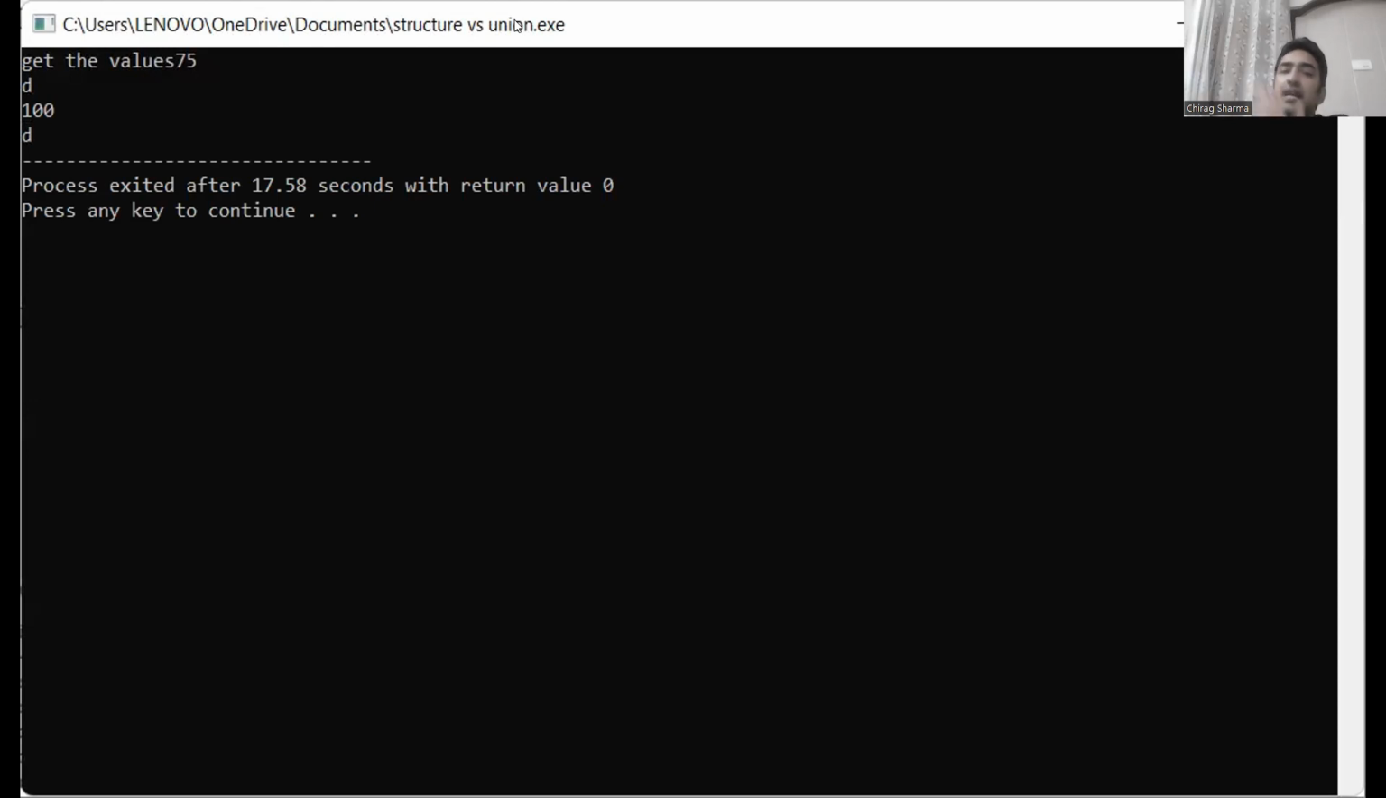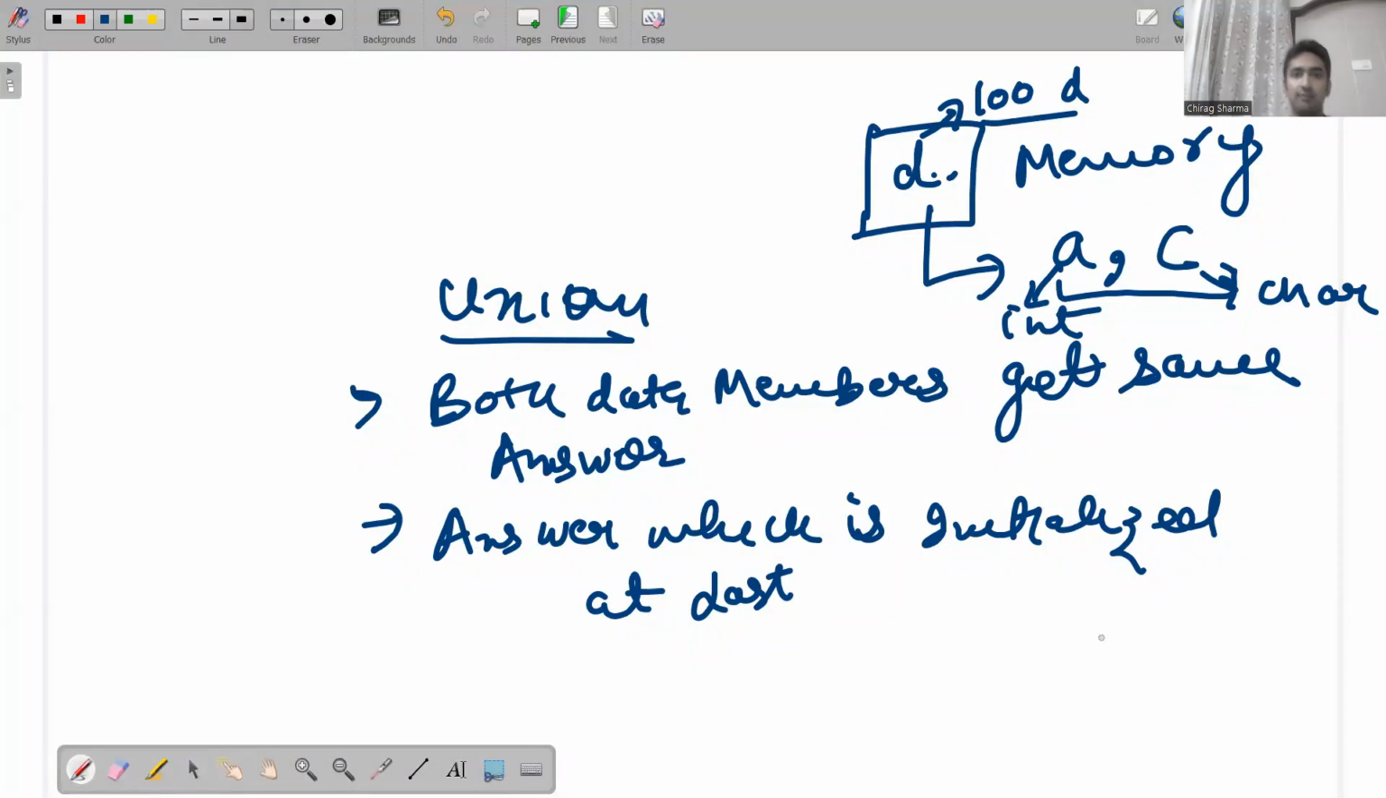Why? Because actually D was shared with all the members. There are two members only, one is your roll number and the second is C. Since the C value was D that you have given, D is shared by roll as well as C, and D in terms of integer is 100 and in terms of character it is D. So that's why it is 100 and D. Both data members share the same answer, the answer which is initialized last.